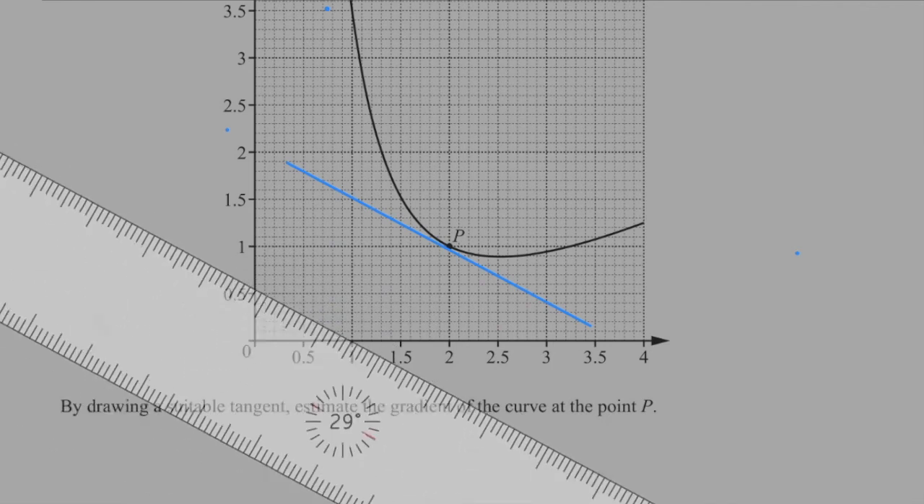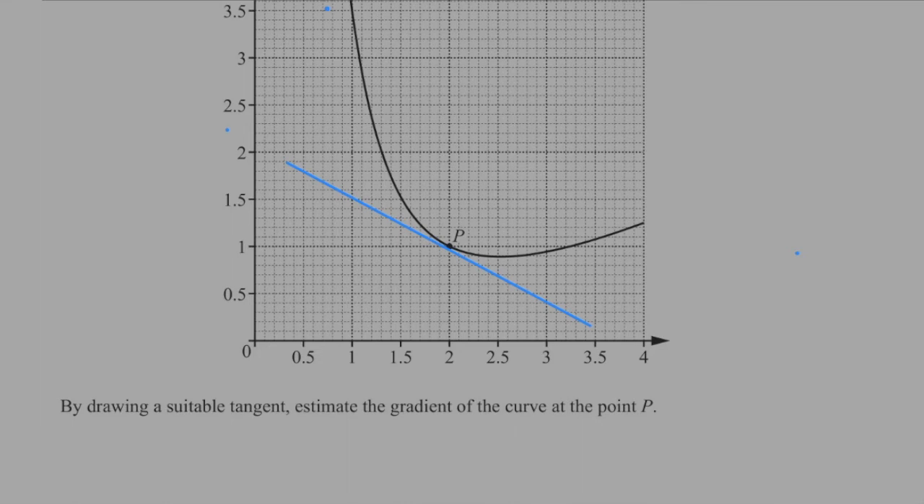Alright, so here I have my tangent. So this point, I'm going to be taking this point over here, which is 1 on x and 1.5 on y. And the second coordinate I'm taking will be 2 on x, 1 on y, which is point P. Now I'll calculate the gradient, which is equal to (y2 minus y1) divided by (x2 minus x1), which is equal to negative 0.5.